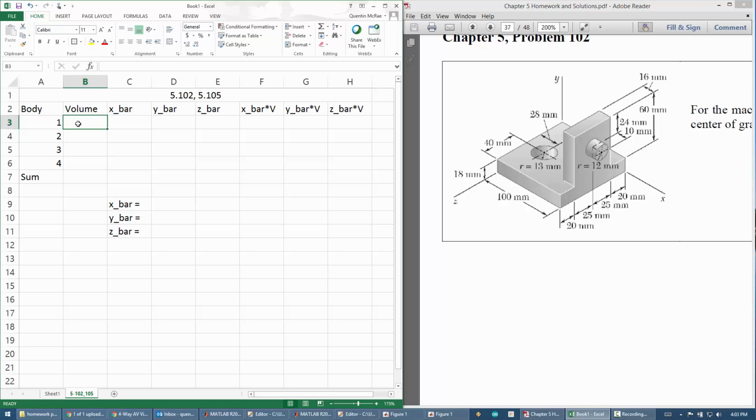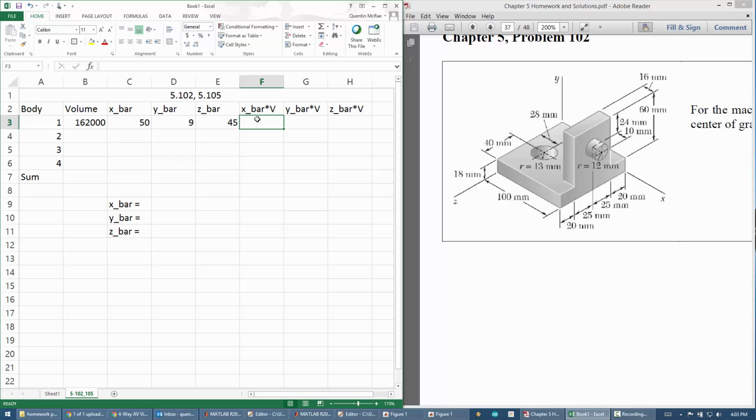What is body 1? Well, it's 100 by this 20 plus 25 plus 25 plus 20 is 90 by 18. Okay, there's body 1. What is x bar? How far along the x-axis is the center of gravity? Well, it's going to be half of 100, which is going to be 50. The y bar, how far along the y-axis? It's going to be half of 18, which is going to be 9. And the z, how far along the z-axis? It's half of 90, which is going to be 45.